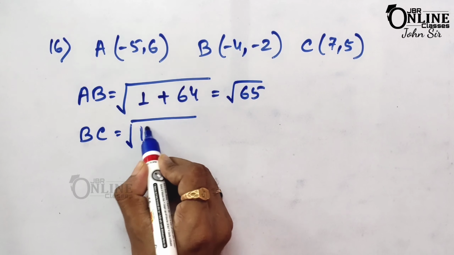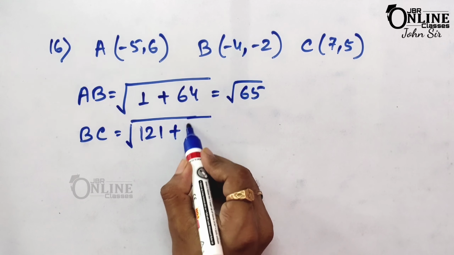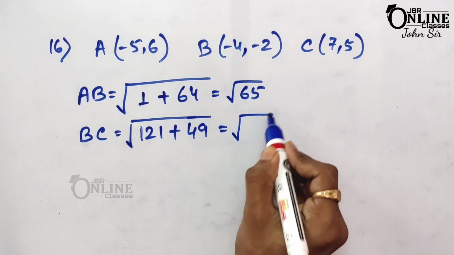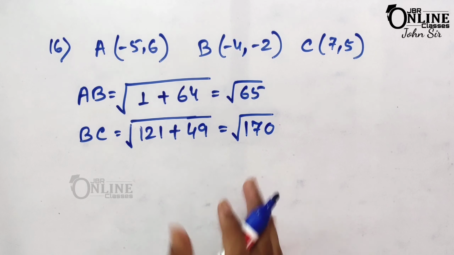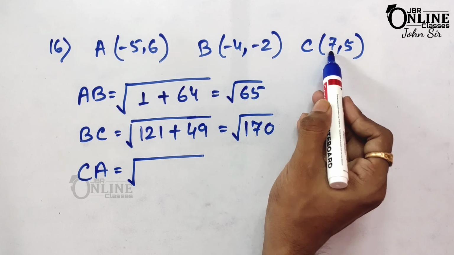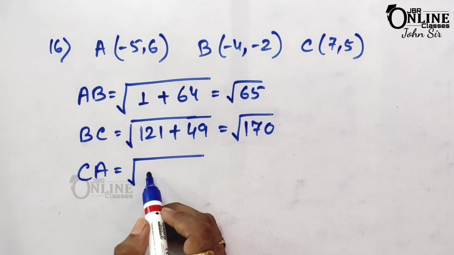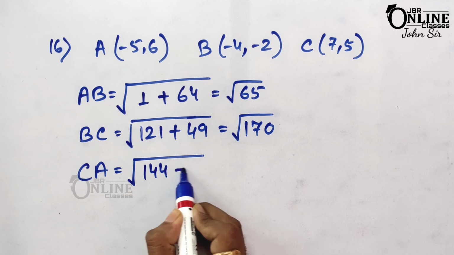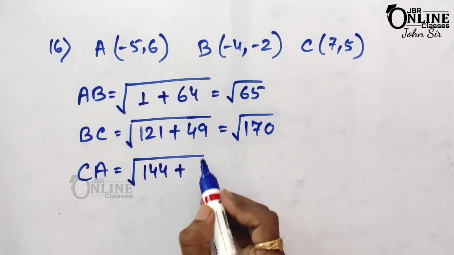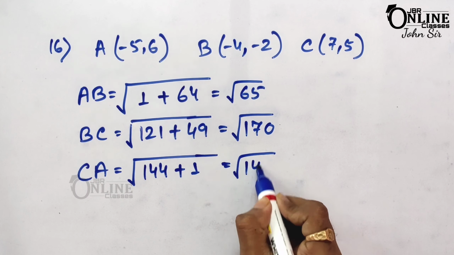11. So 11 means 121. Then 5 plus 2, that equal to 7 means 49, and that equal to 170. Now the third one CA equal to 7, then minus, and here also minus, so it will be plus, that means 12 square. So 12 square means 144. Then 5 minus 6, that equal to minus 1, that means 1. So it will be 145.